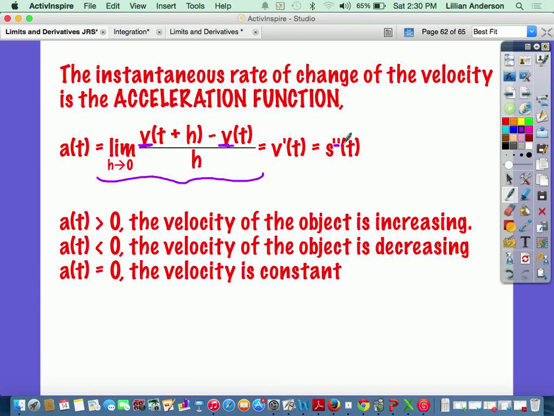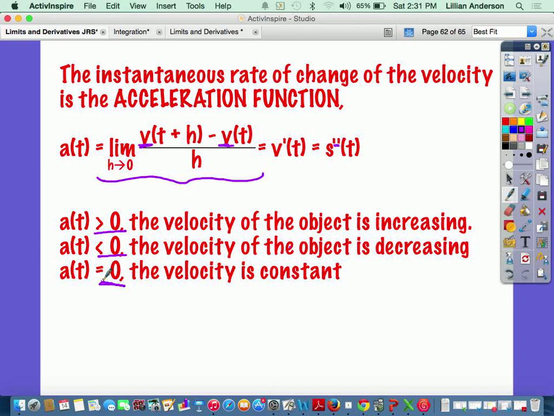Now acceleration, if it's greater than 0, then the velocity of the object is increasing, meaning we're speeding up or getting faster. If the acceleration is less than 0, that means the velocity of the object is decreasing, which means it's slowing down. Lastly, if it's equal to 0, that means the velocity is constant, which means we're not speeding up or slowing down.